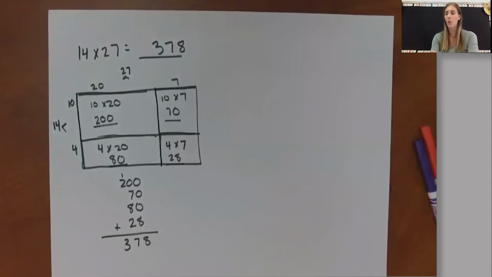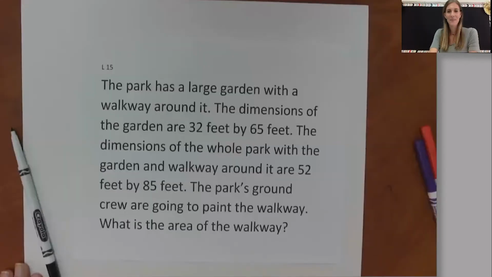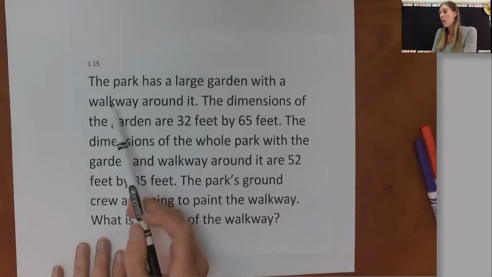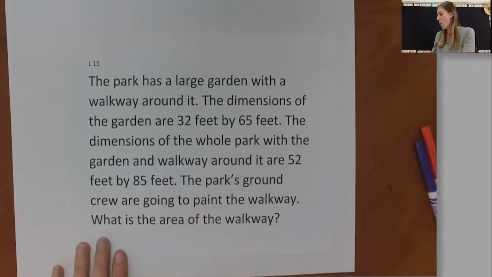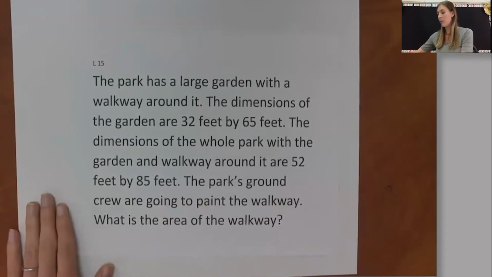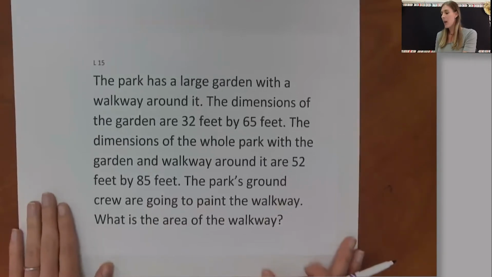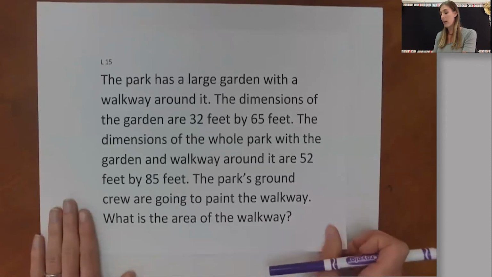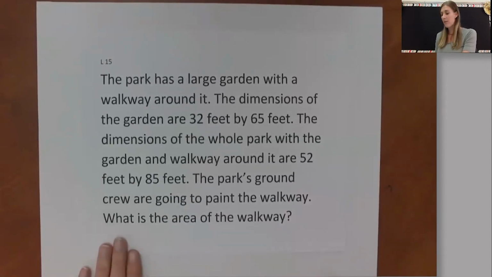Now we're going to explore a real-world situation that will require more than one step to solve. We will need to make sense of the problem and decide on a strategy. Okay, read this problem with me as I read it aloud. The park has a large garden with a walkway around it. The dimensions of the garden are 32 feet by 65 feet. The dimensions of the whole park with the garden and walkway around it are 52 feet by 85 feet.